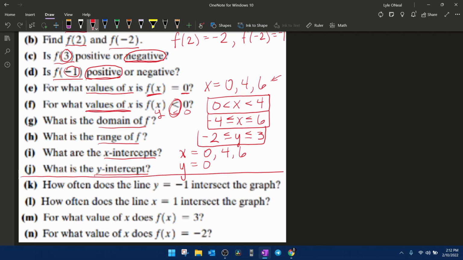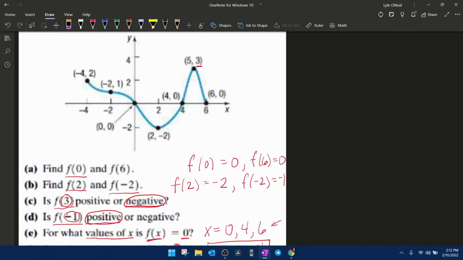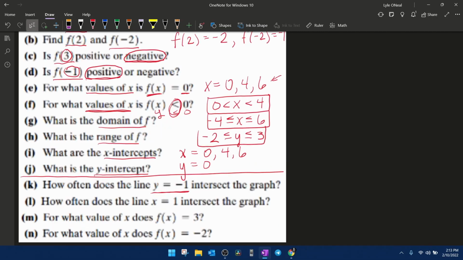Next, part K, how often does the line y equals -1 intersect the graph? We know that if an equation has y and no x, it's horizontal. So this line would be horizontal at -1. So if I go to -1 on my graph and draw a horizontal line, we can see it's going to intersect the graph 2 times. So K, how often does the line y equal -1 intersect the graph? That is twice.